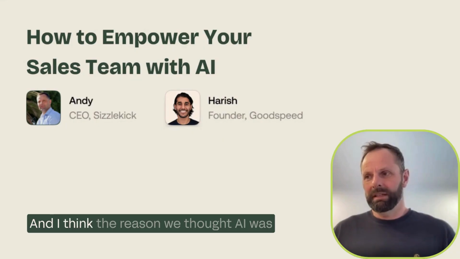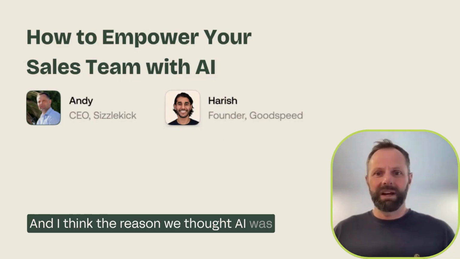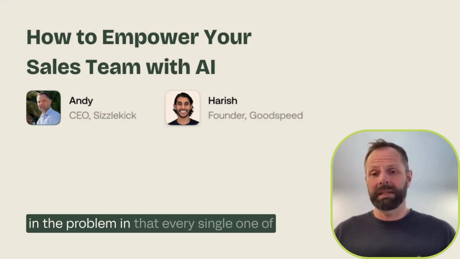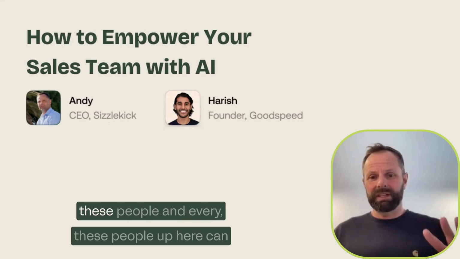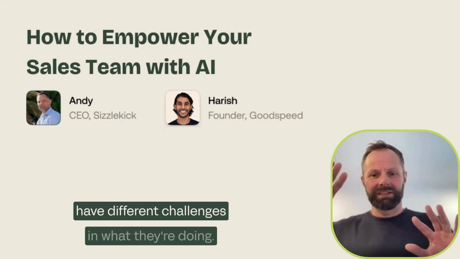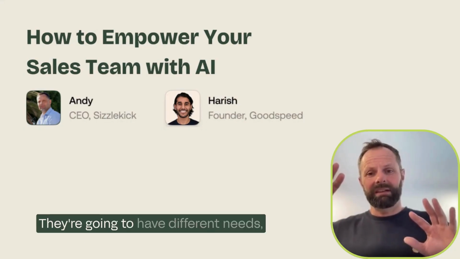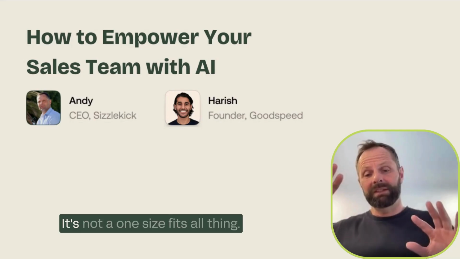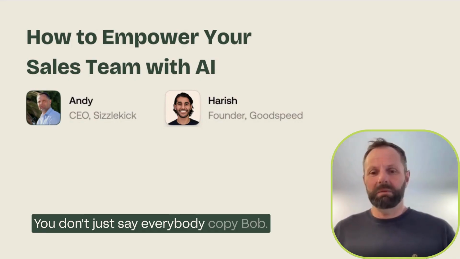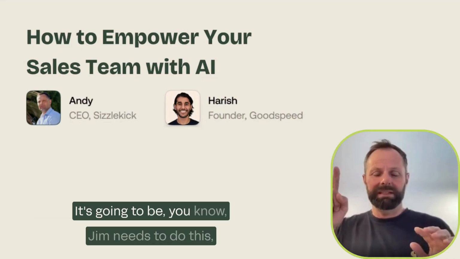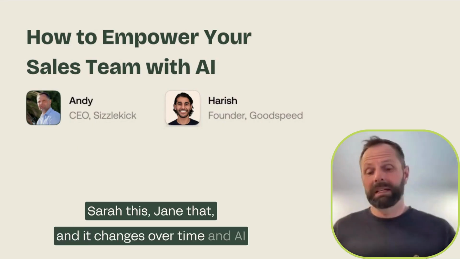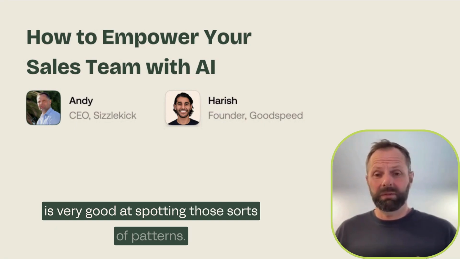And I think the reason we thought AI was the answer is because of the number of variables in the problem, in that every single one of these people is going to have different challenges in what they're doing. They're going to have different needs. They're going to have different motivators. It's not a one size fits all thing. You don't just say everybody copy Bob. It's going to be, Jim needs to do this, Sarah this, Jane that, and it changes over time. And AI is very good at spotting those sorts of patterns.